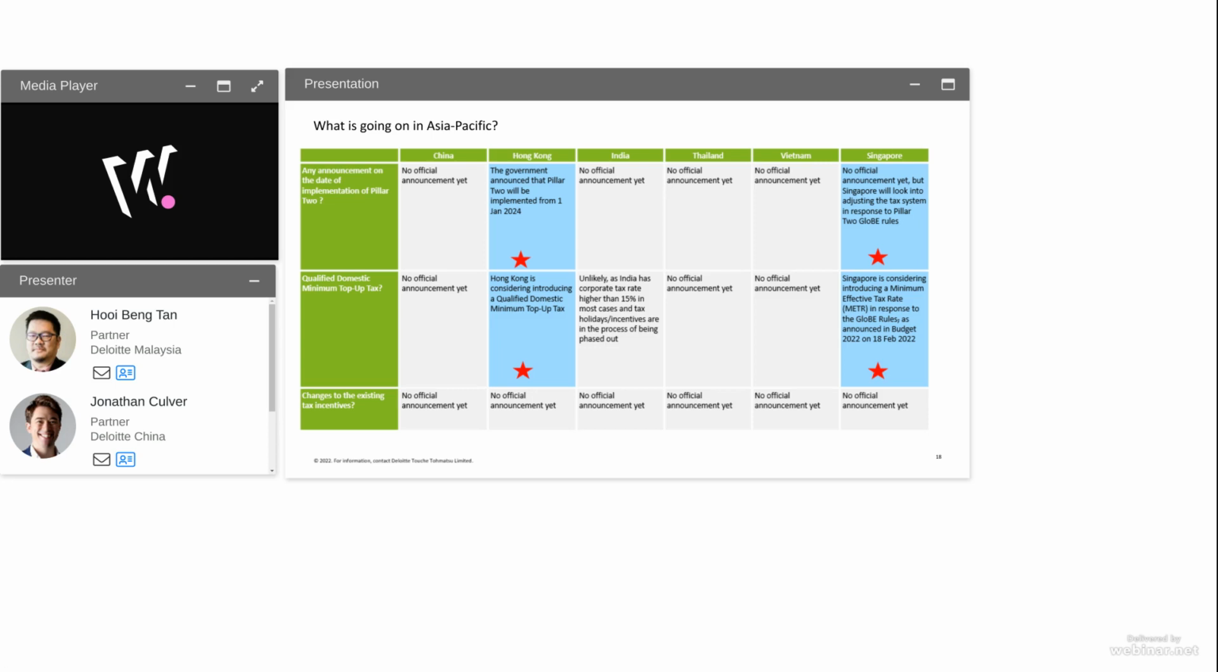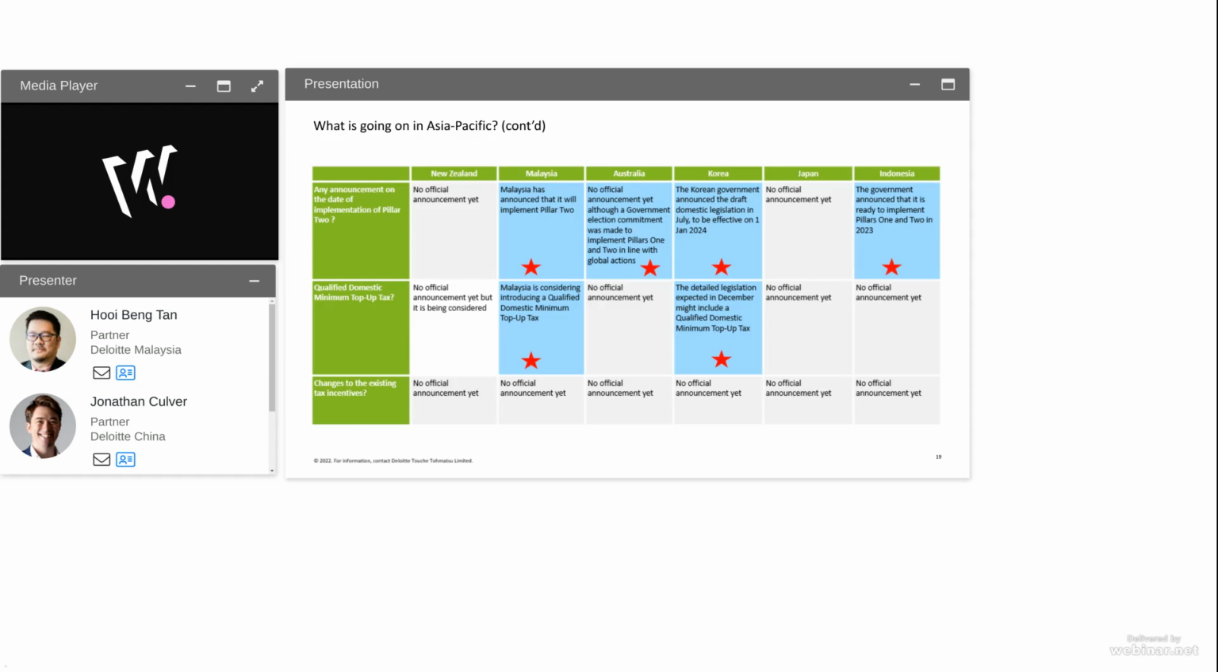In Singapore, no official announcement, but they did make it clear during the recent budget that they're adjusting their tax system in response to the Pillar 2 GloBE rules. Singapore also mentioned that they are considering a QDMTT during the budget a couple of months ago. They have not really mentioned anything about tax holidays, but I understand that tax holidays are meant to stay. There will still be tax incentive regimes in many countries in this part of the world. Now, let's move on to the next slide.